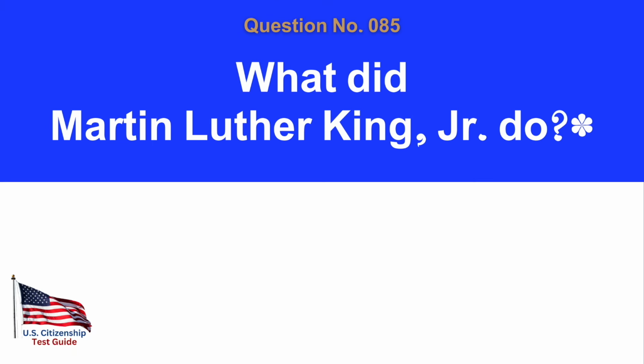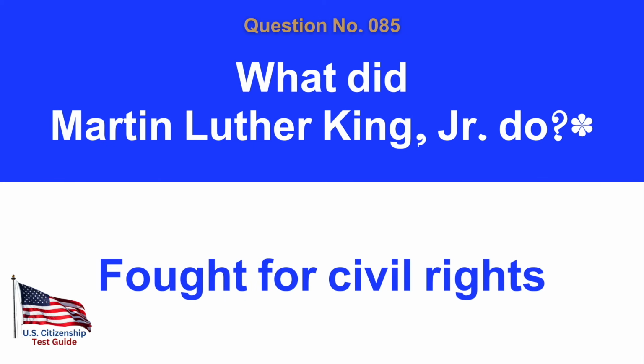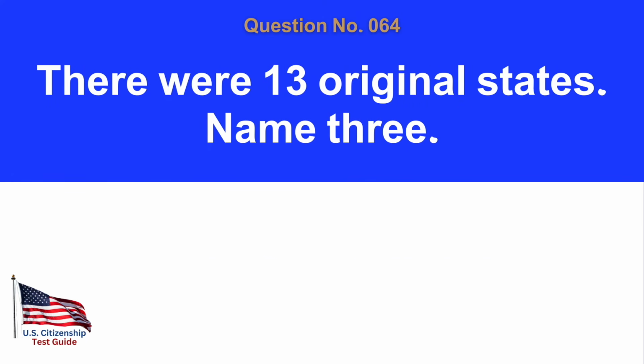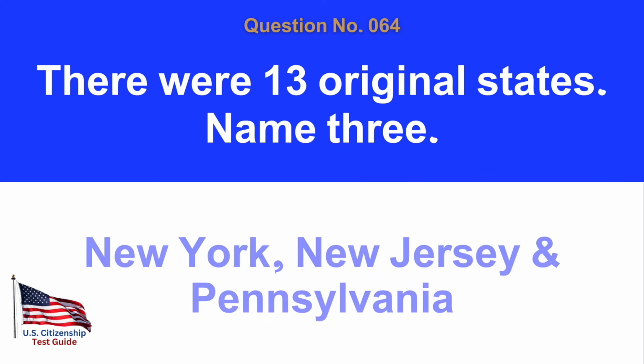What did Martin Luther King Jr. do? Fought for civil rights. There were 13 original states. Name 3. New York, New Jersey, and Pennsylvania.